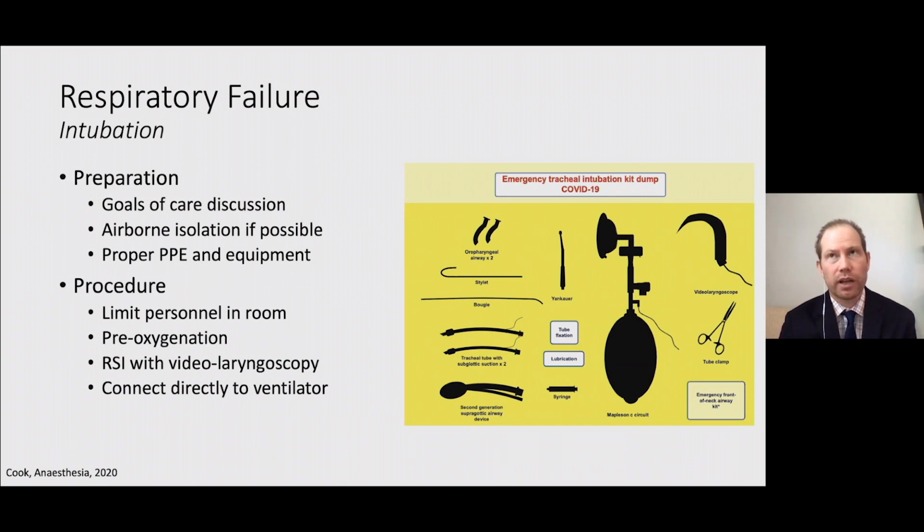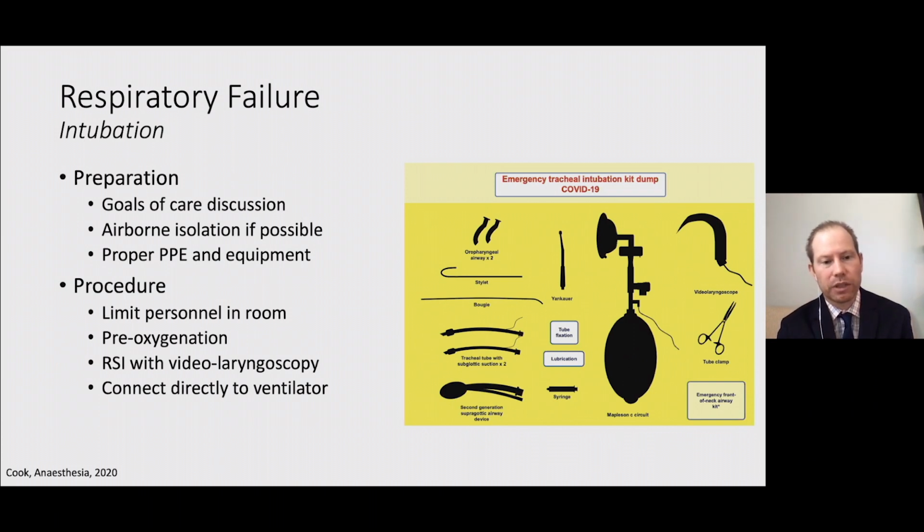I would say that most hospitals now are very familiar with this, and most providers who are doing intubations, whether that's the anesthesiologist, pulmonologist, surgeon, whoever is doing the intubation, are for the most part familiar with this now. If you're interested, the Annals of Surgery and anesthesiology have issued guidelines regarding this. But it is important to have the patient, if possible, in an airborne isolation room and use proper PPE.